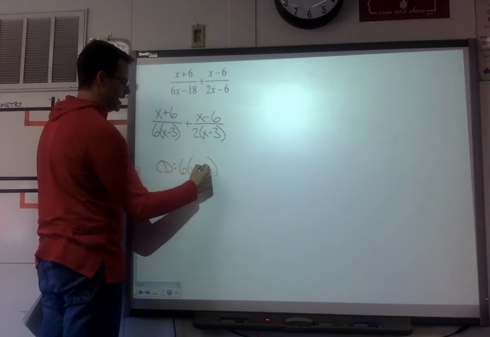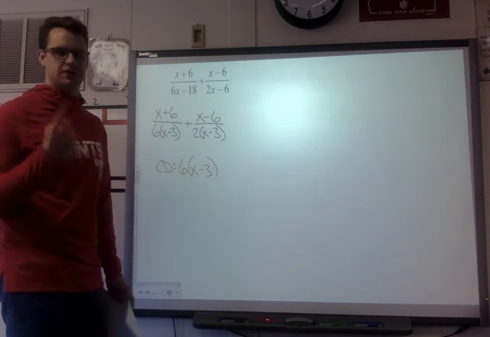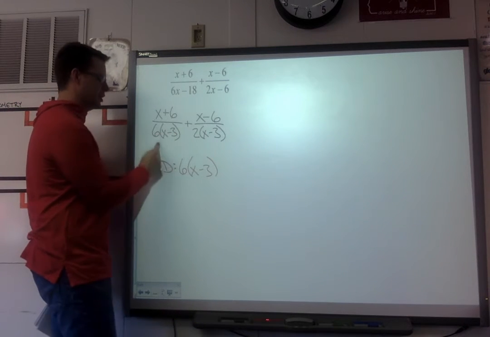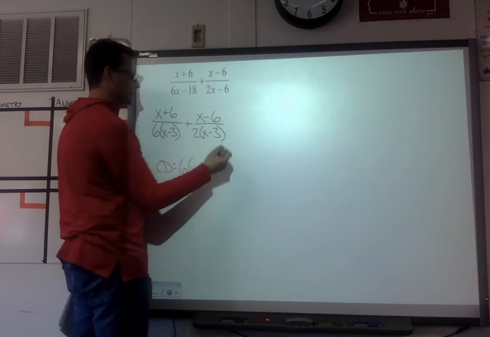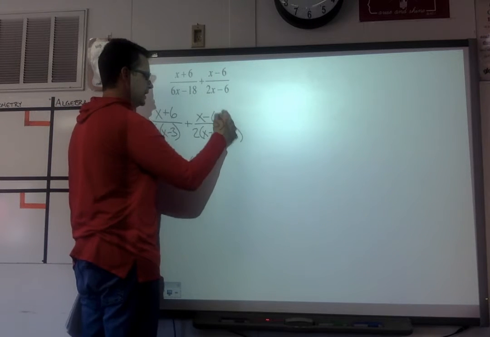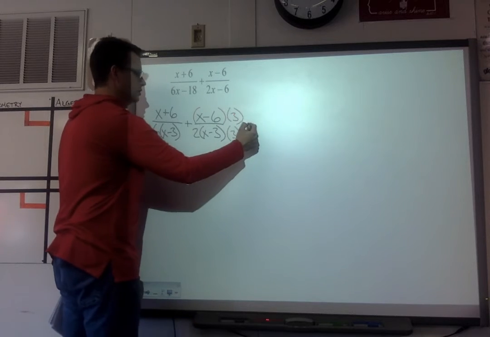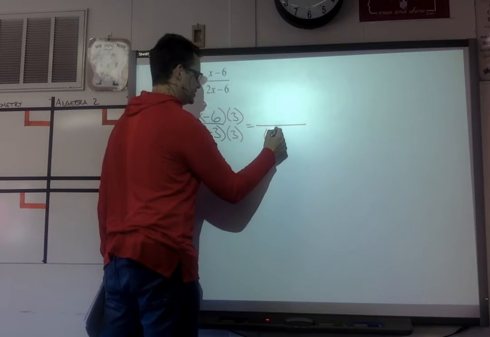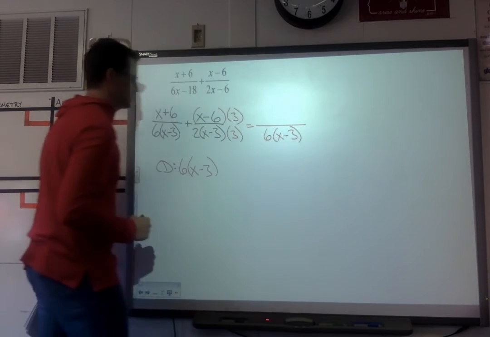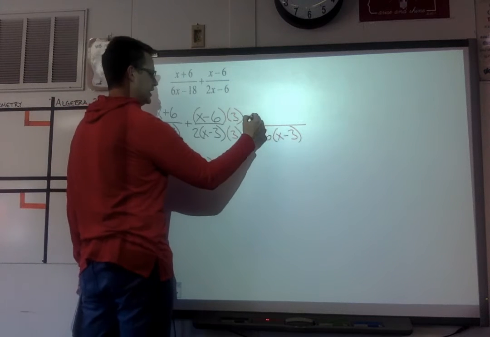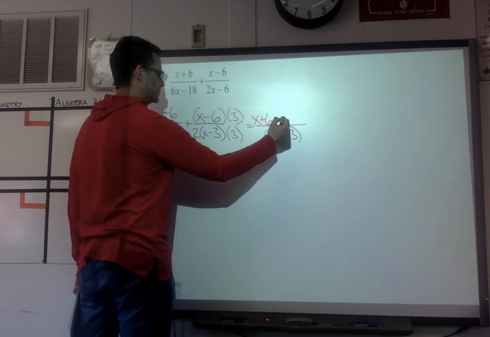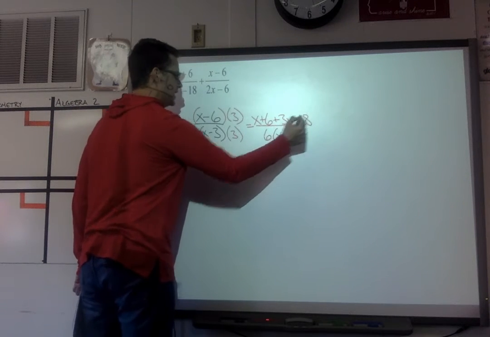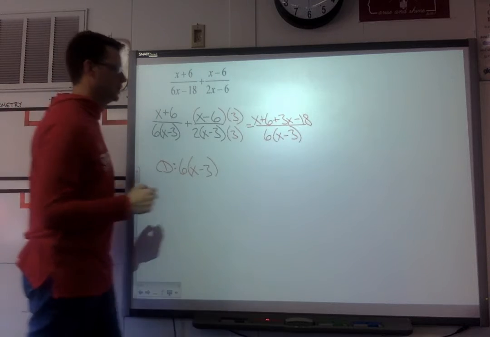And I've got a factor of x minus 3. Its highest power is to the first power. So my left side already has my denominator that I need. My right side, I need to go ahead and multiply by 3 in order to get that common denominator. So I'm going to have a denominator of 6 times x minus 3. Then I'm going to have x plus 6 plus 3x minus 18 once I distribute that 3.